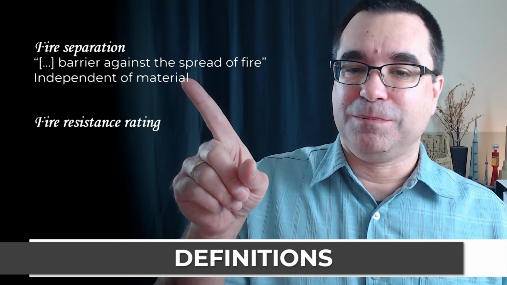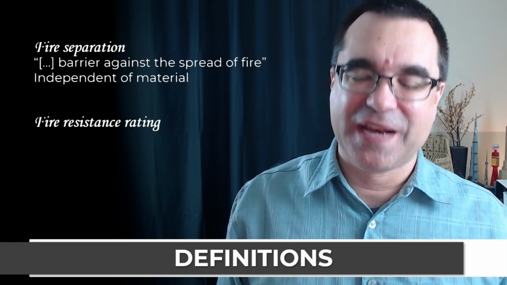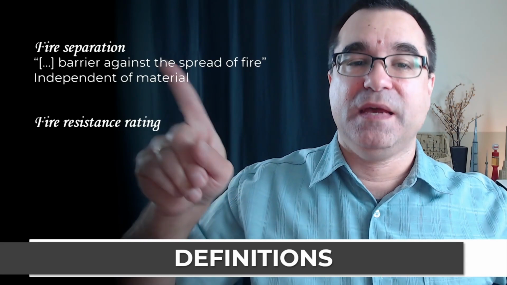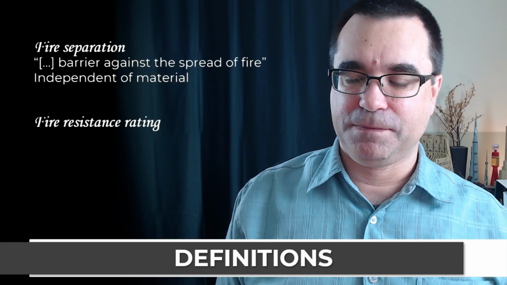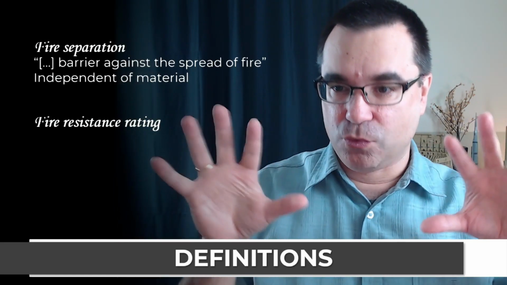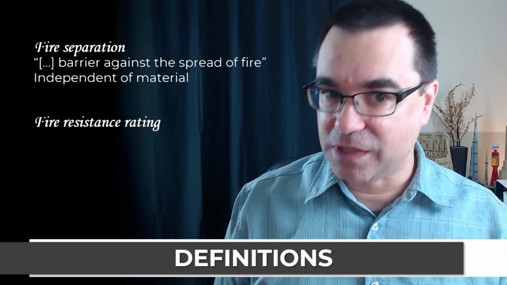Material never comes into play. So whether you make it out of cheese or whether you make it out of concrete, if it's built to be a continuous barrier, it's considered a fire separation. Now, obviously, you don't want to make one out of cheese because that's not going to work, but that's where fire resistance rating comes into play.